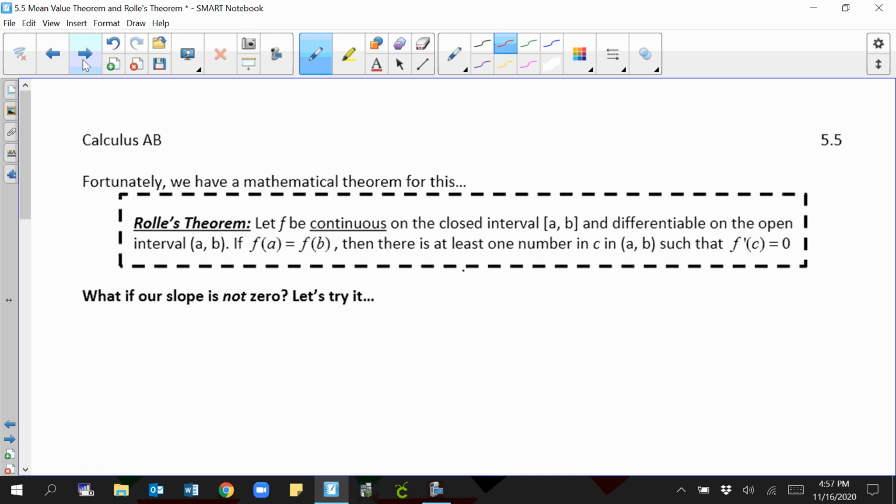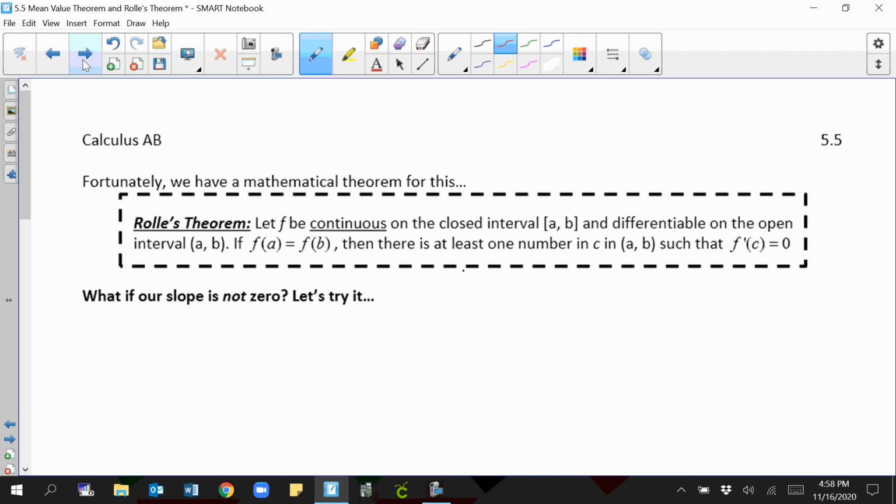So we have a theorem that goes with this, and it is Rolle's Theorem. Rolle's Theorem says, let f be continuous on our closed interval and differentiable on the open interval, if my endpoints have the same y value. So if f of a is equal to f of b, then there's at least one number c in that interval (a, b) such that f prime of c equals 0. So if our two endpoints are the same, that means the secant line between the two endpoints has slope 0, and in between those two points, there's got to be a tangent line that also has a slope of 0.